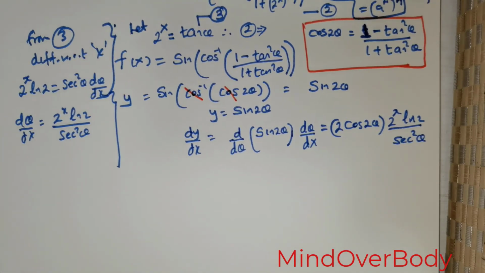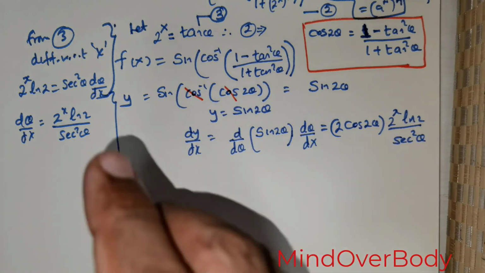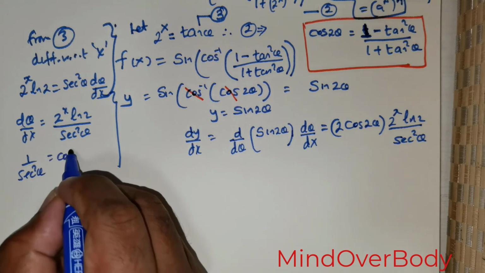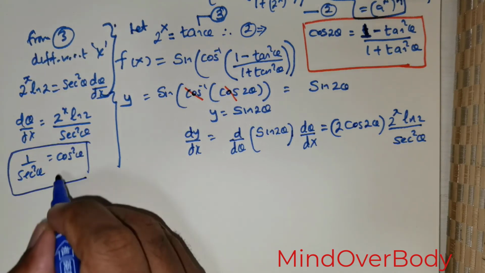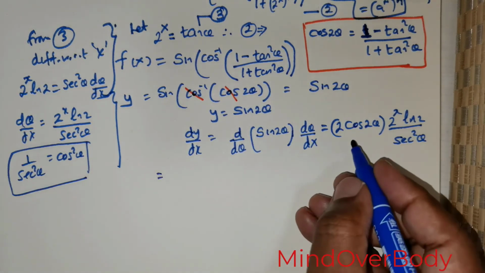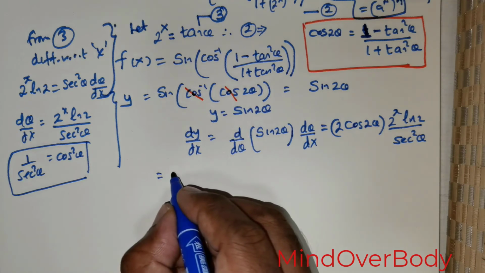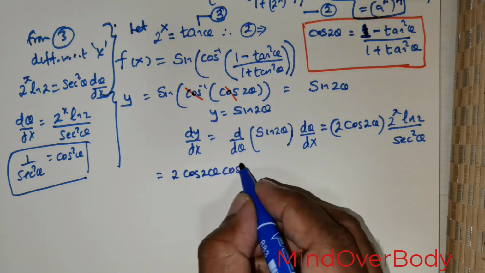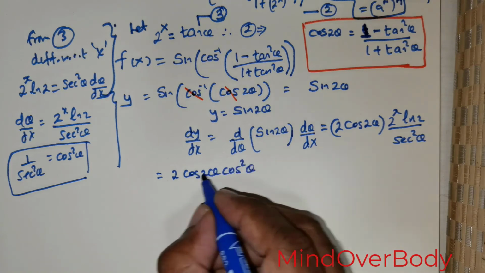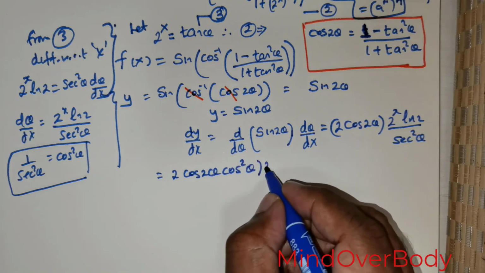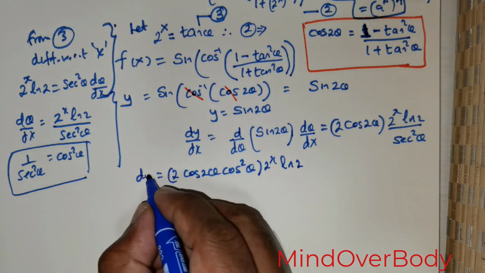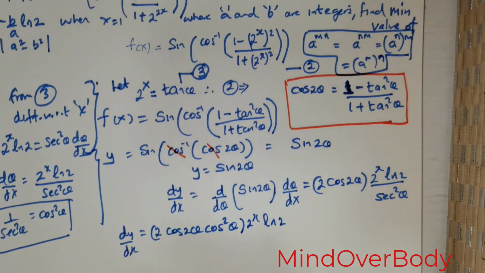That's beautiful. Now what is 1 over secant square theta? 1 over secant square theta is nothing but cos square theta. So I can rewrite this as 2 times cos 2 theta times cos square theta times 2 raised to the power of x times ln 2. This is equal to dy over dx. Okay, let's go back to the problem.